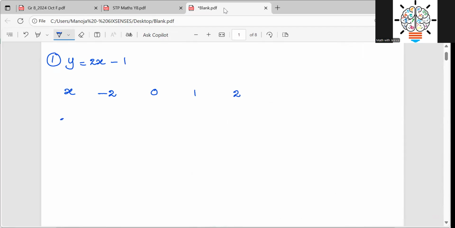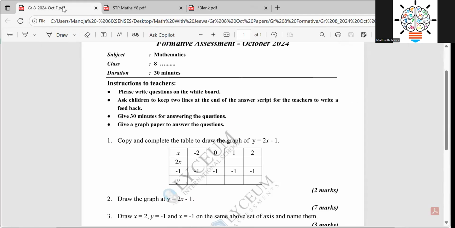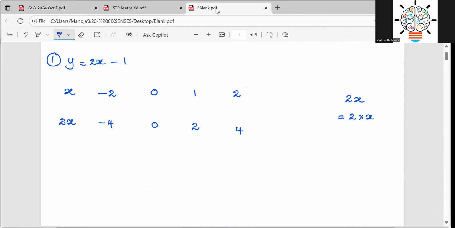The next step is calculating 2x. What do you mean by 2x, children? 2x means 2 times x. Whatever the x value they have given, you multiply it by 2. 2 times -2 is -4. 2 times 0 is 0. 2 times 1 is 2. 2 times 2 is 4. Like this, right? And from this 2x value, you want to deduct 1. So from all the 2x values, you deduct 1, you take away 1, right?